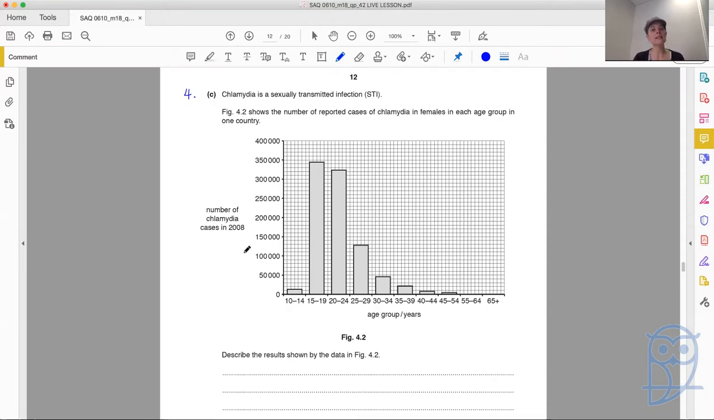So we're just looking at a snapshot of 1 year. Then we've got age groups, 10 to 14, 15 to 19, all the way up to 65 plus. We can see we've got the scale going up here in 50,000s, and that's covering 1, 2, 3, 4, 5 blocks. So 50,000 divided by 5, it's 10,000.